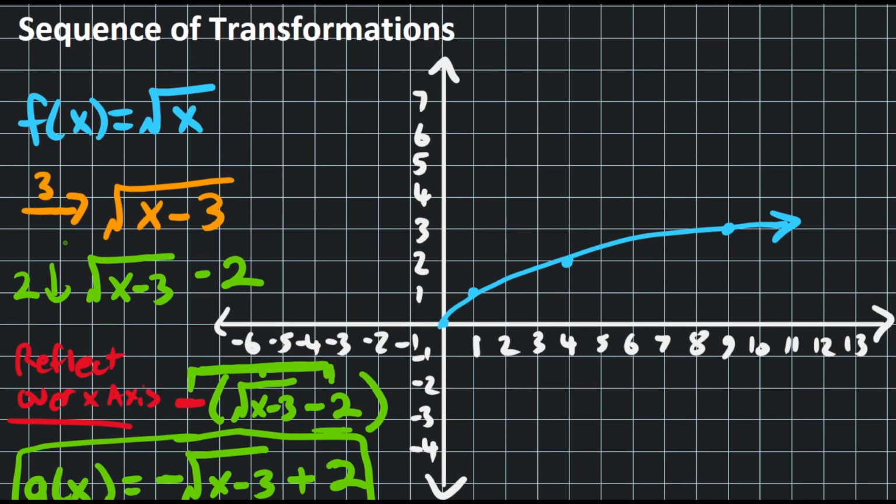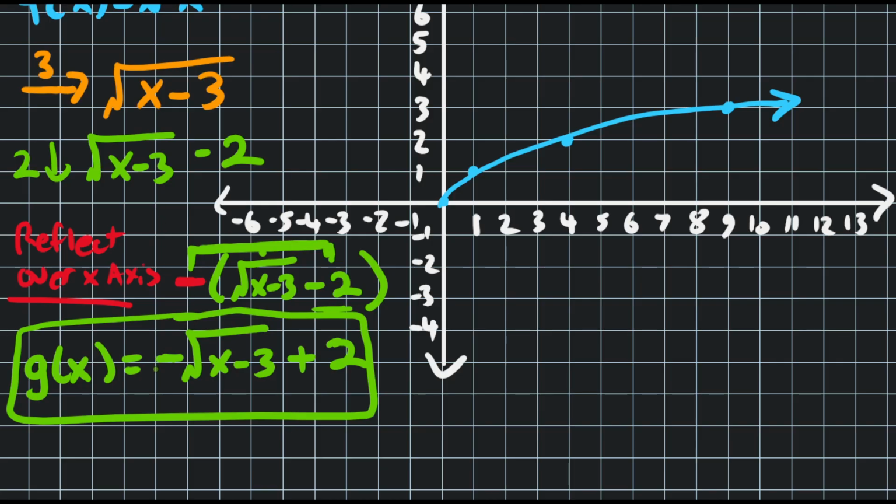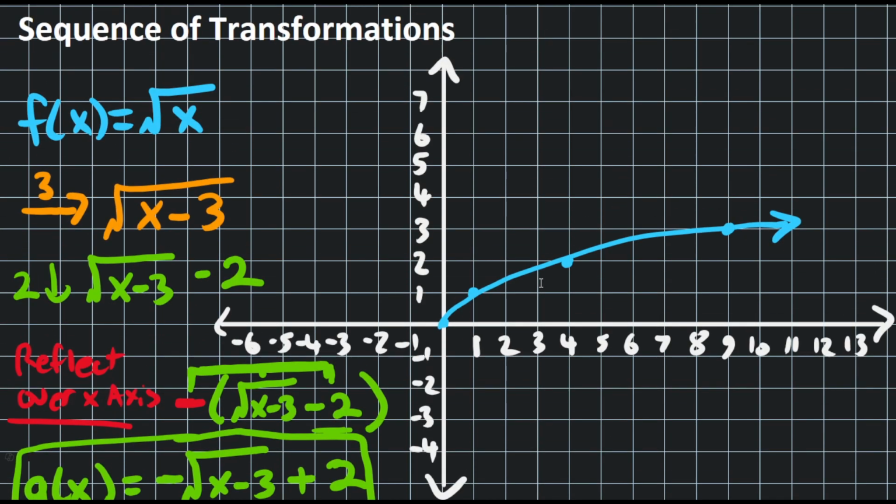We have performed the first one, shifting to the right by 3. Then we have shifted down by 2. And then we reflected it over the x-axis, a vertical reflection. Perfect. So we have this new function, g of x equals negative radical x minus 3 plus 2. So what does that look like? Well, let's go ahead and just do each step.